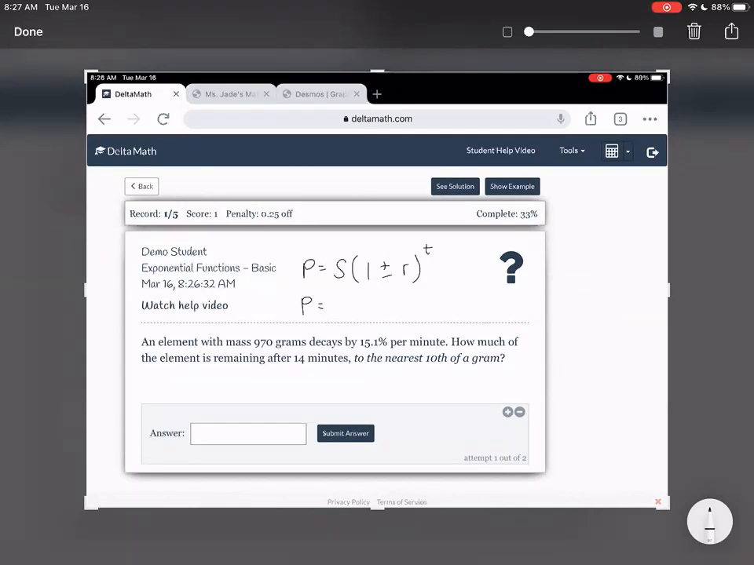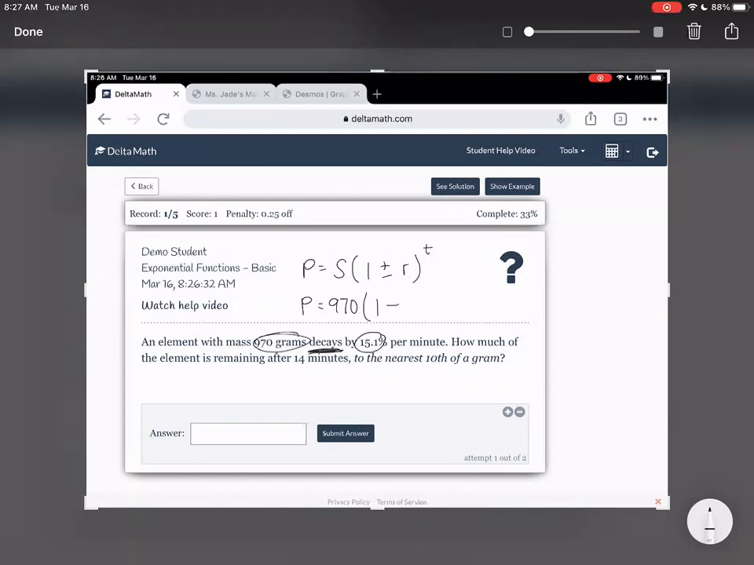Okay, so S stands for our starting amount, 970. 1, and then plus or minus. We are having exponential decay, which means the element's kind of disappearing. So it's going less and less, it's decreasing. We are going to subtract. So earlier we had a population increase, so we put a plus sign. This time we have a decaying element, so it's shrinking, so we're going to use a minus sign.